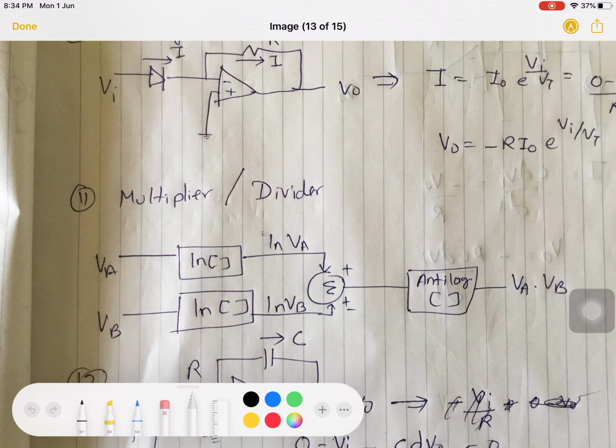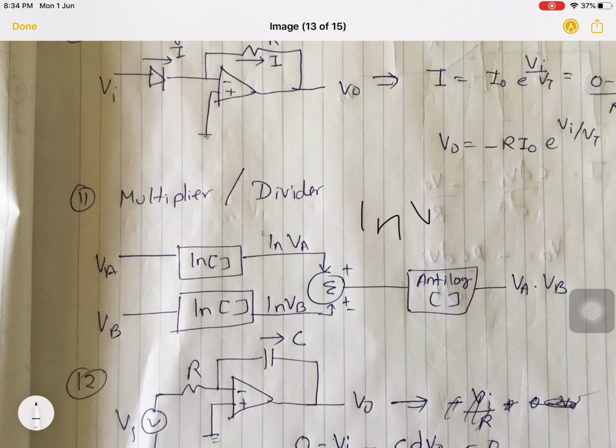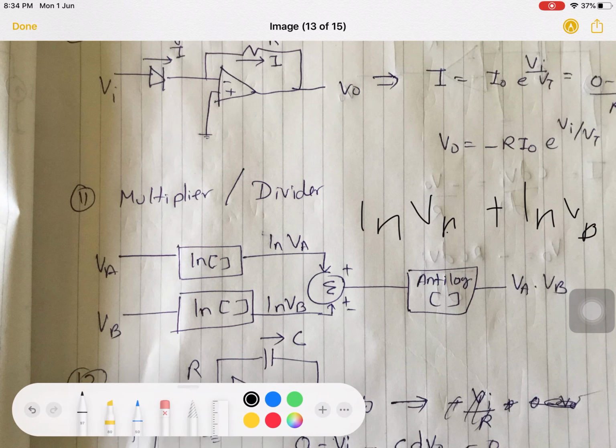Because it will be ln Va plus ln Vb, and by logs, as we know, log of A plus log of B is log of AB, and by taking the anti-log we can get Va into Vb. Similarly, for division we can use minus here and put ln Va minus ln Vb, which will be ln of Va by Vb. After taking the anti-log it will become Va by Vb.